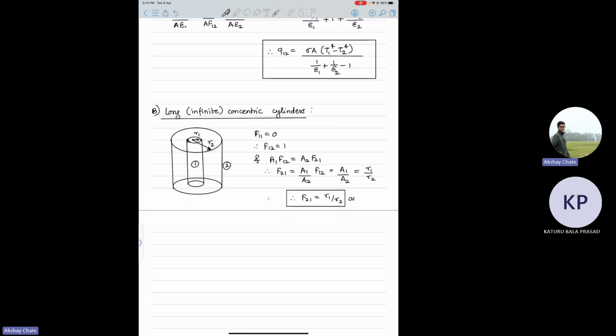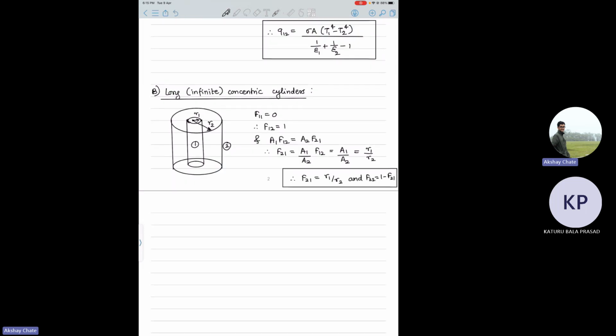And F22 will be 1 minus F21 because of the addition principle. I should have boxed the whole thing together, because these are two important results you should remember. Okay, so that is about the shape factors for this case.